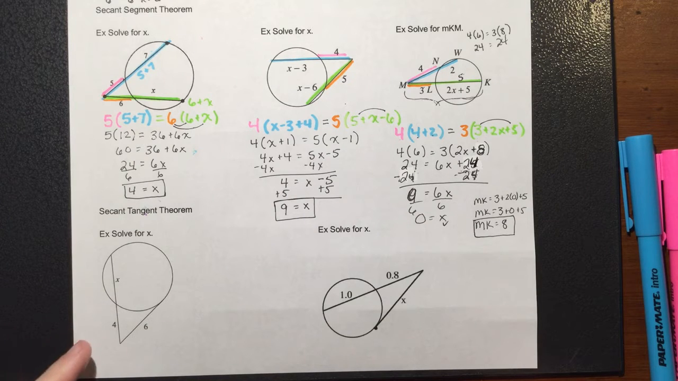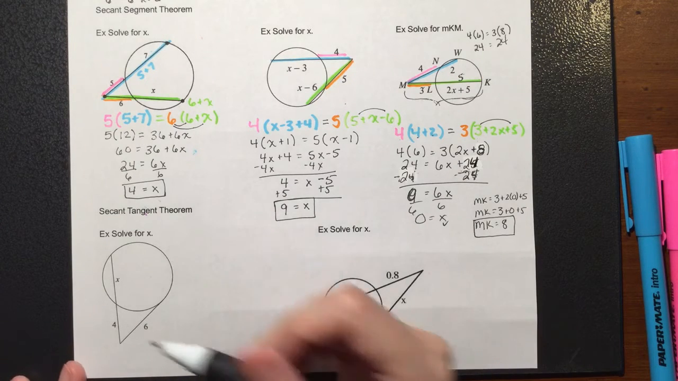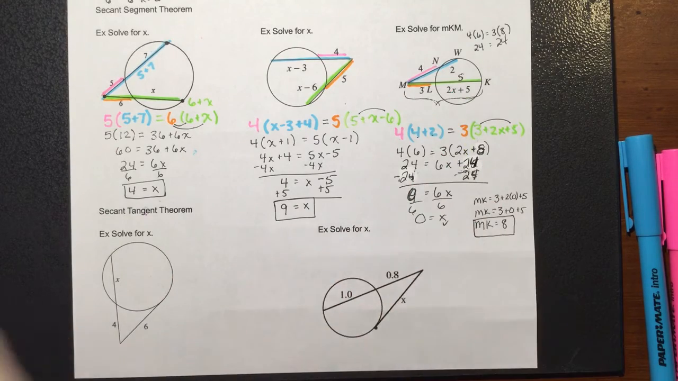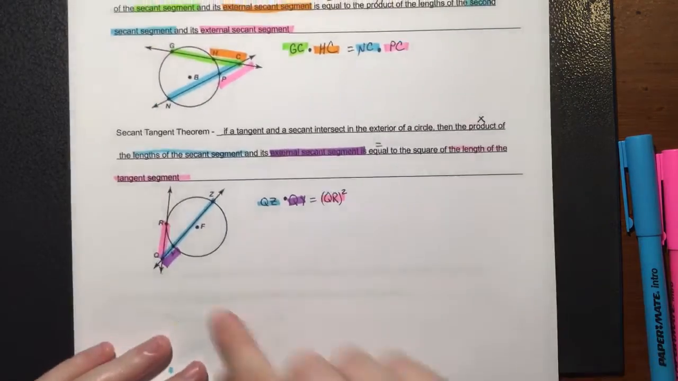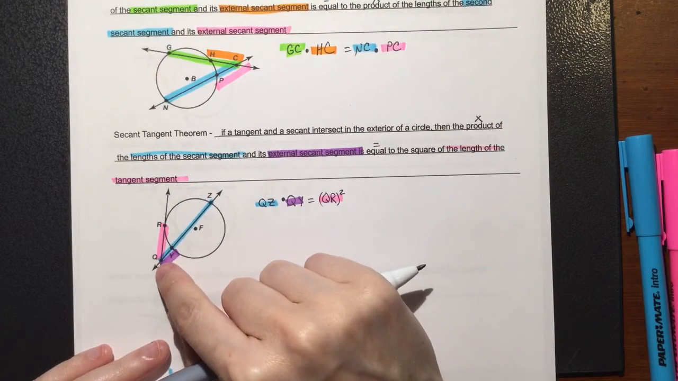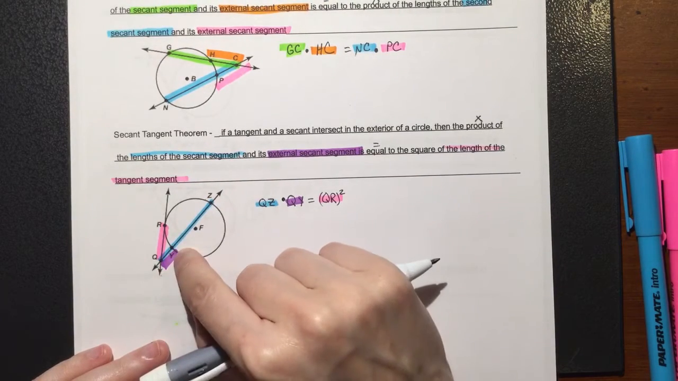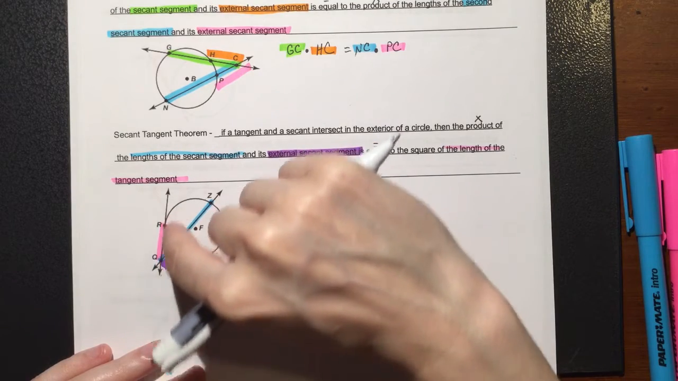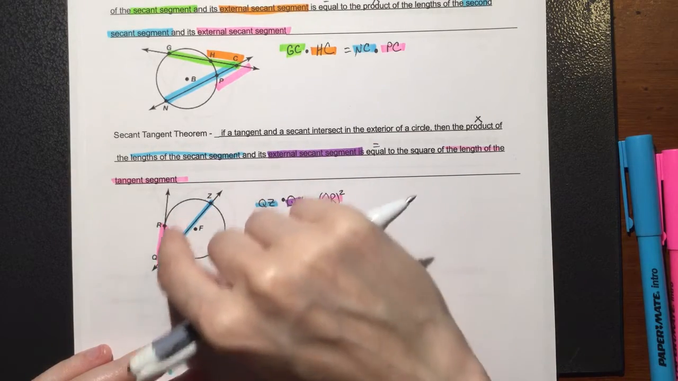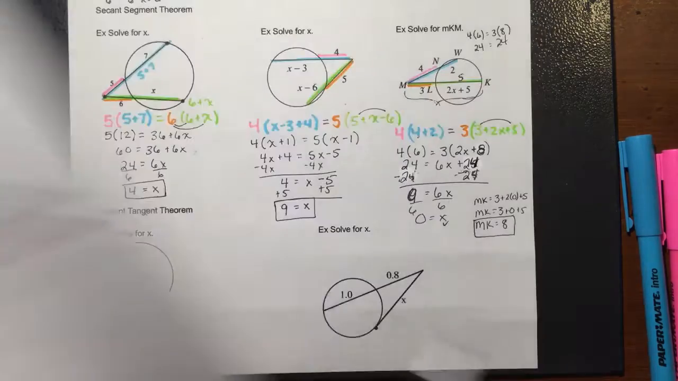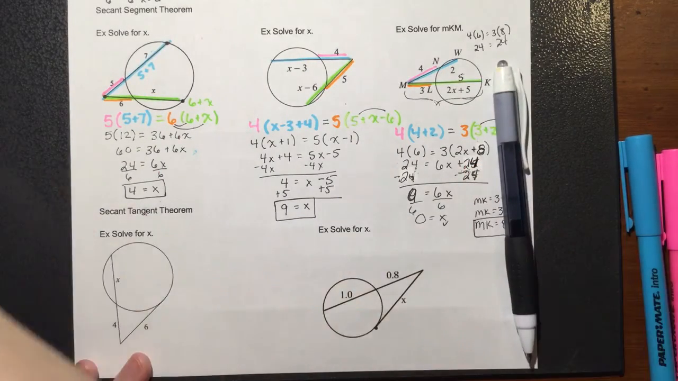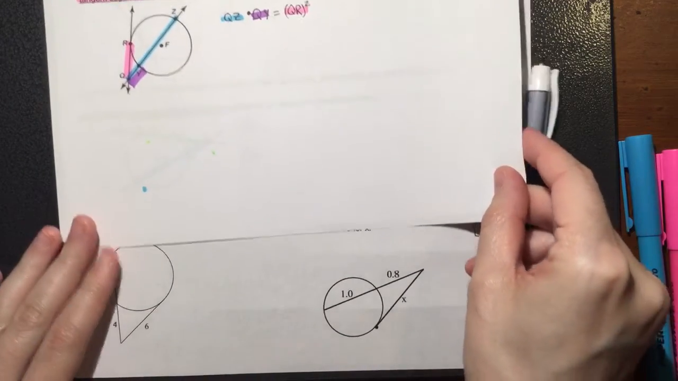We've got our secant tangent theorem. The way you know you've got the secant tangent theorem is, you've got a secant and a tangent. And remember from our secant tangent theorem, it's going to be the secant segment times the external secant segment equals your tangent segment squared. So if we set that up with our theorem, I'm going to set it right here so we can just compare them.